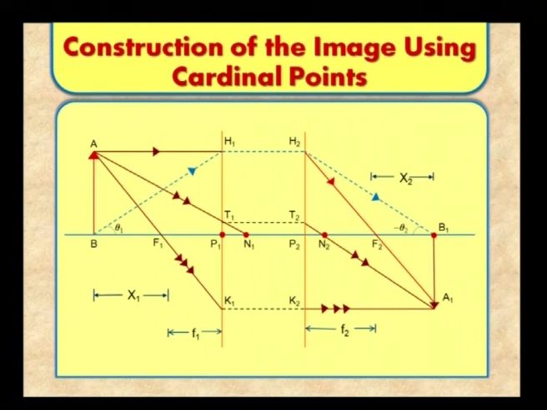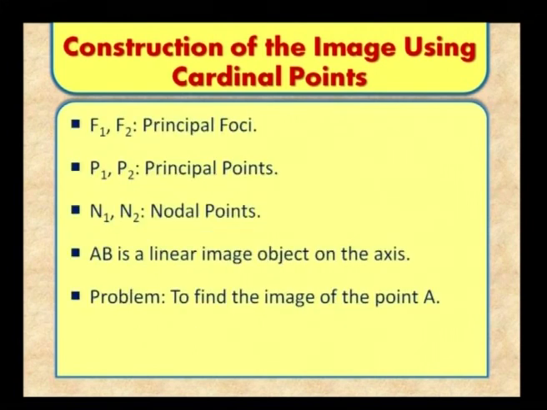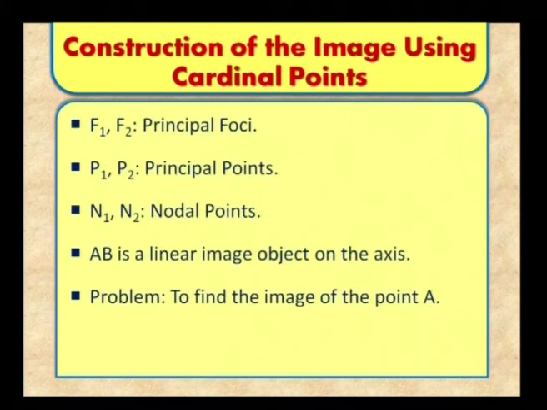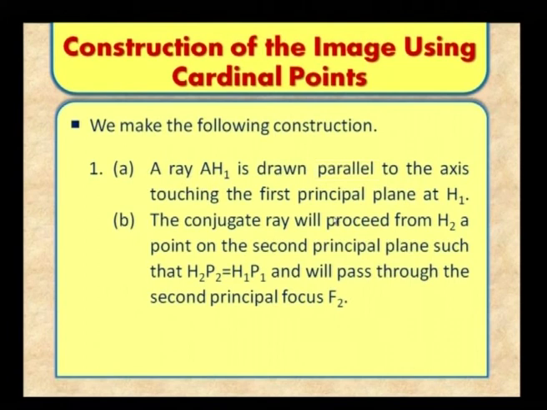Now, we will be considering the different rays which are travelling from the point A. That is what we will be doing, and therefore, the problem is to find the image point for the object point A. For the object point A, the corresponding image point is A1. Okay. So, this is the problem before us. We make the following construction.